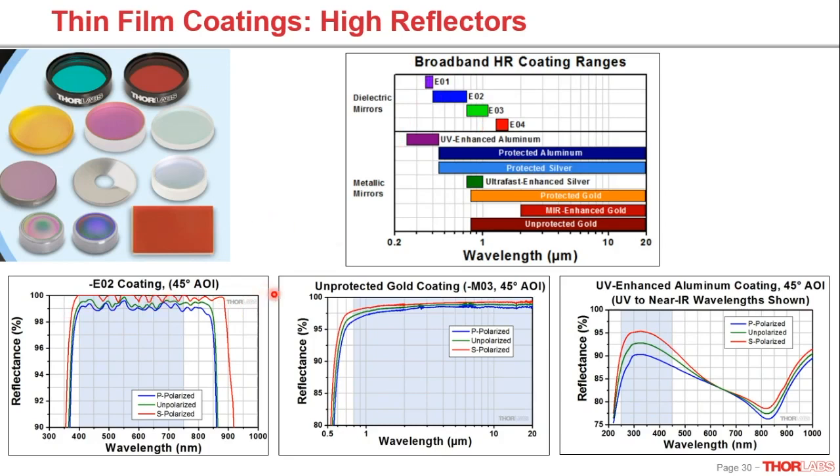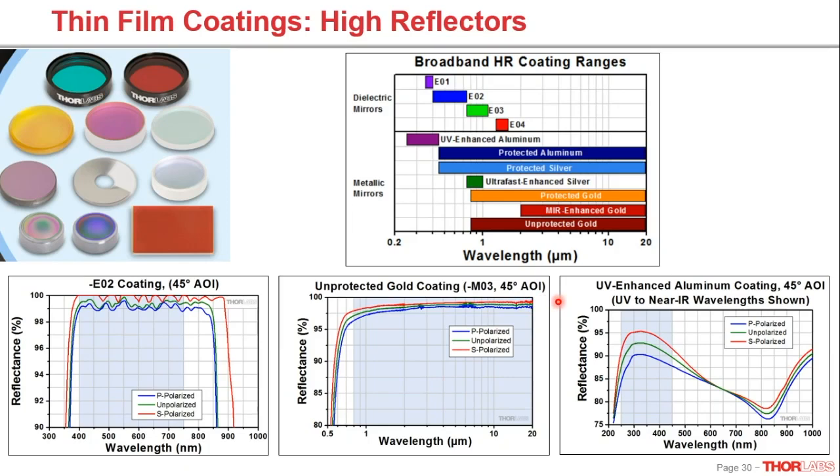In contrast to the dielectric coating, high reflectors, we also employ a number of metals. We see here the unprotected gold coatings, which give us a much broader range with a consistent level of reflectance. So not as high as the dielectric, but over a larger range, more enhanced.